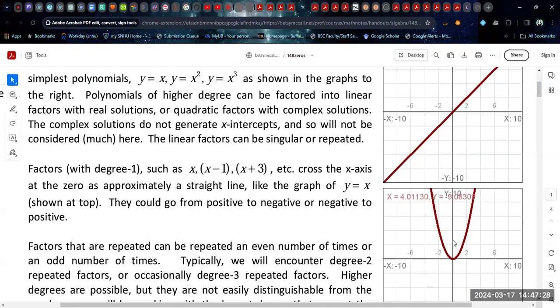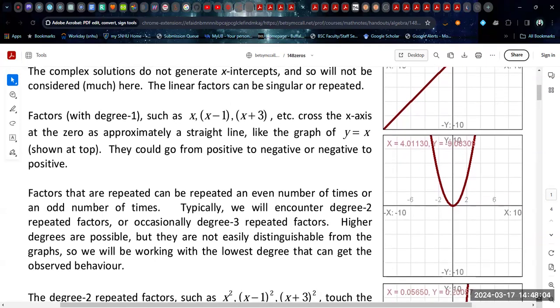Now, if you have a factor that is squared, so it's repeated two times, or again, any even number of times, it's basically going to look like this. It's going to come down, bounce off the x-axis, and then go back up in the same direction. If you have degree 4, degree 6, or whatever, it'll still do this, but it'll look a little flatter around the bounce point. But basically, any even degree is going to come down to the axis, and then come back up off the axis on the same side. It's not going to pass through the axis.